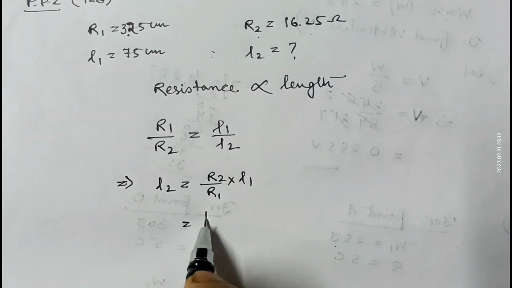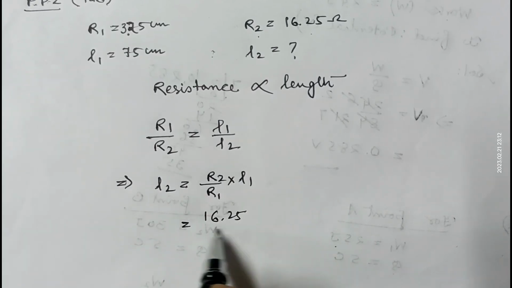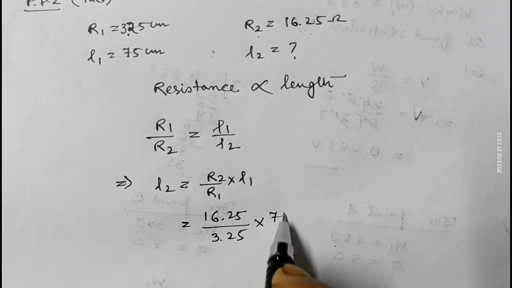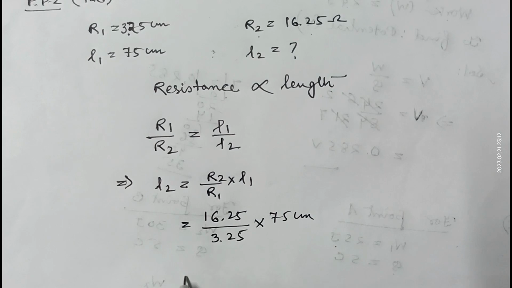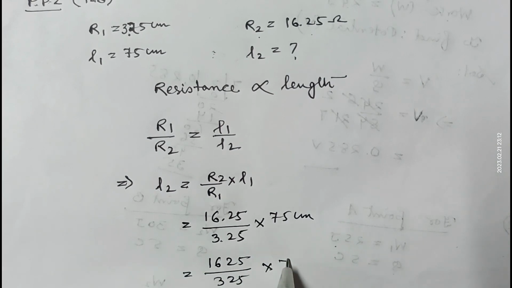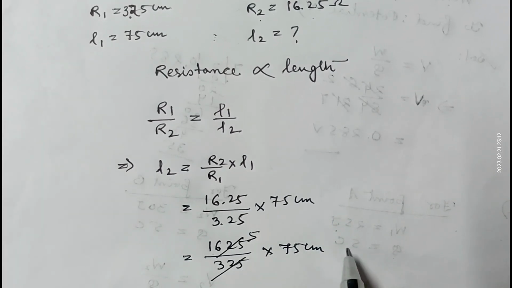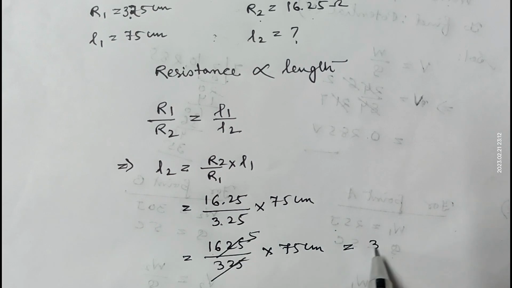Now R2 we know it is 16.25, R1 is 3.25, into L1 is 75 centimeter. If I remove the decimal, it will be 1625 by 325 into 75 centimeters. Now 1625 can be divided by 325, which will give 5. So 5 into 75, it will give 375 centimeters.